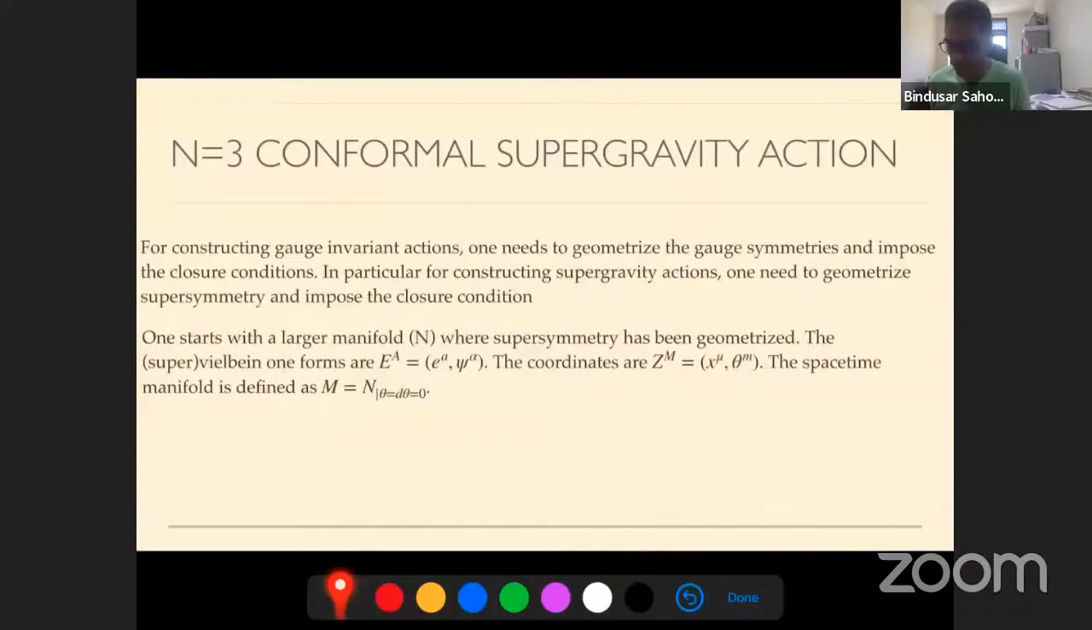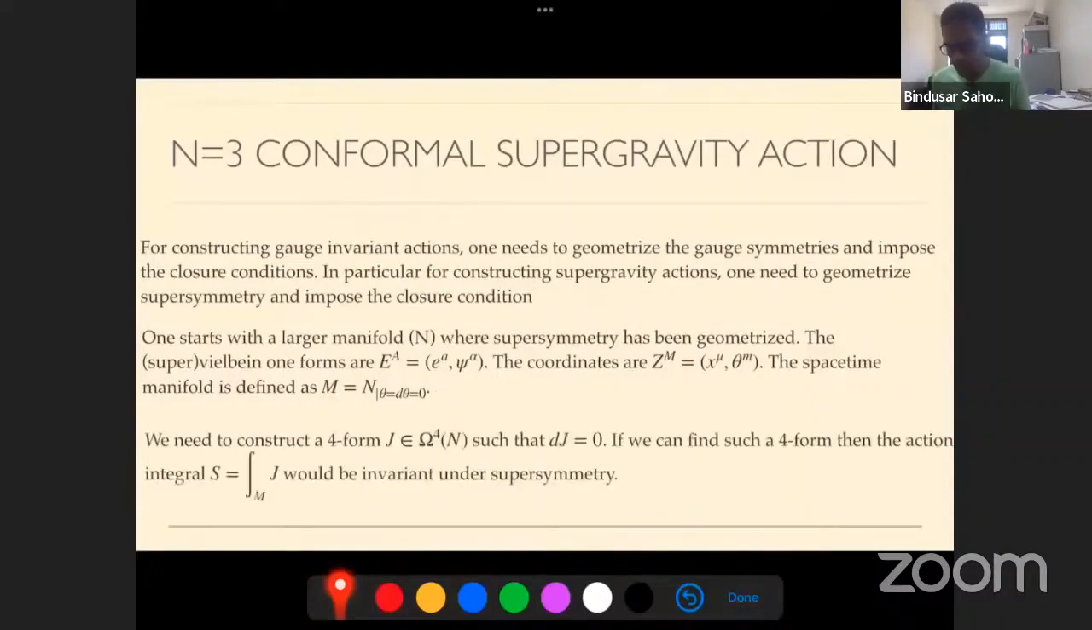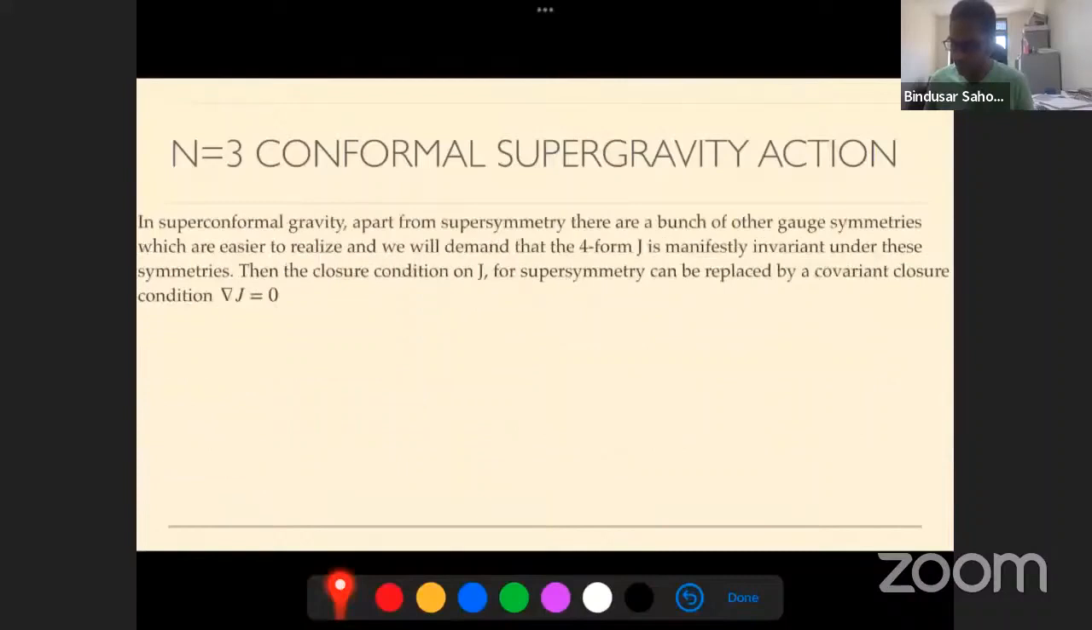However, if you truncate it to the space-time manifold, then these are your standard Vielbein and standard gravity. So what you now need to do is construct a fourth form which satisfies the closure condition. If you can find such a fourth form, then this action integral evaluated on the space-time manifold would be invariant under supersymmetry. So this is what we need to do.